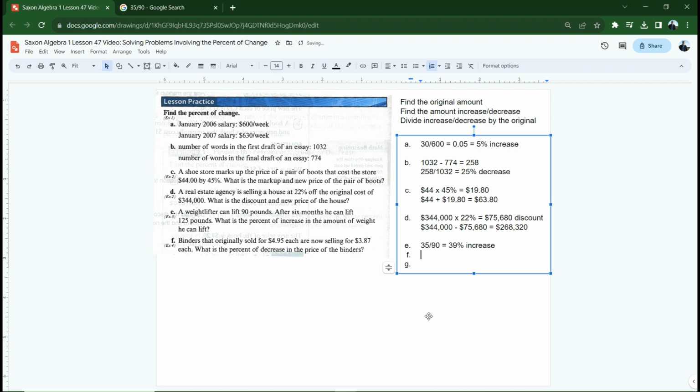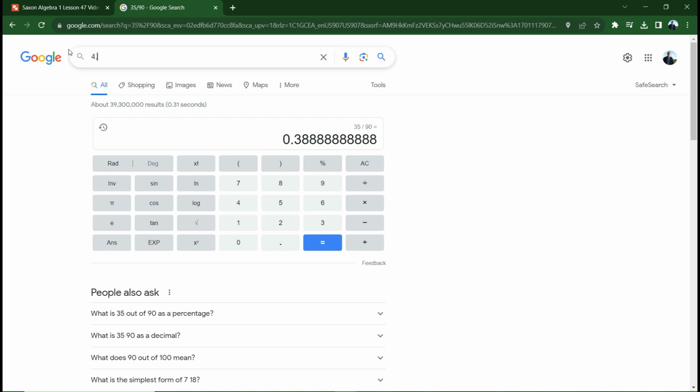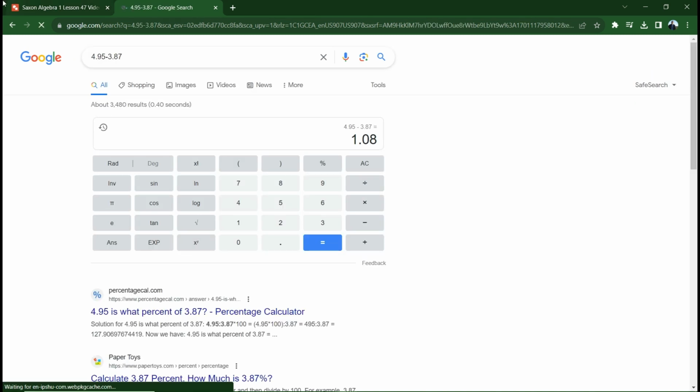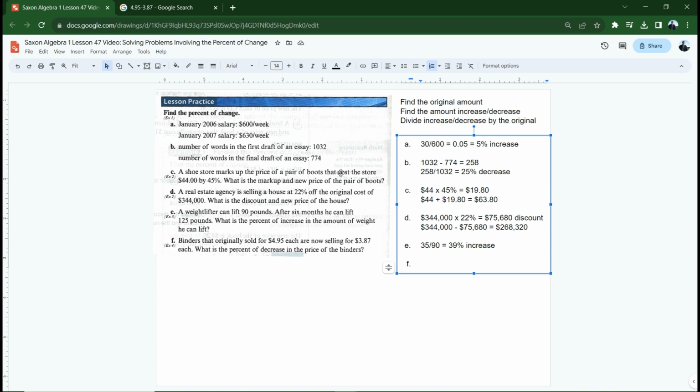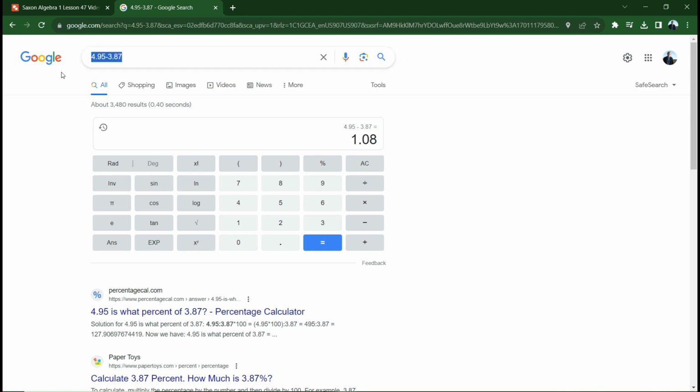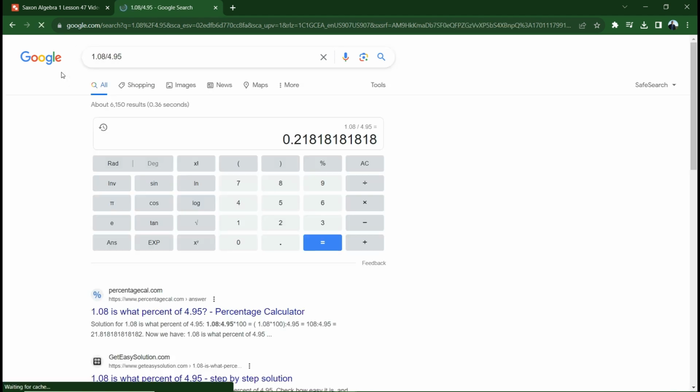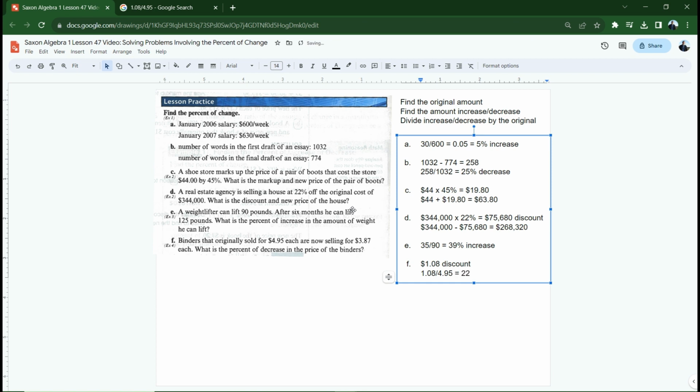And then letter F. Binders that originally sold for $4.95 are now selling for $3.87 each. What is the percent decrease? Okay, so the original amount is $4.95. The change is $4.95 minus $3.87. 4.95 minus 3.87 is $1.08. So it's a $1.08 discount. They're now selling for 3.87. How do I find the percent decrease? That's just going to be 1.08 divided by 4.95, divided by the original. That gives me 21.8 or 22%. Again, we'll round to the nearest whole. 22% decrease.